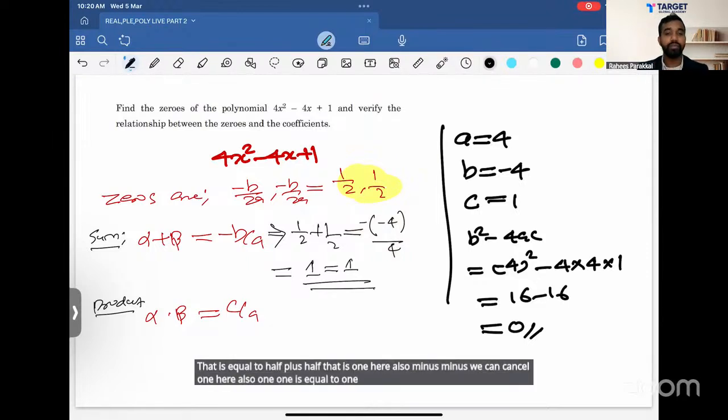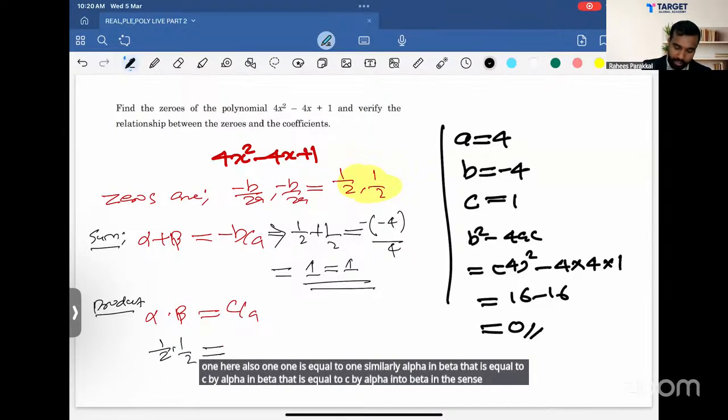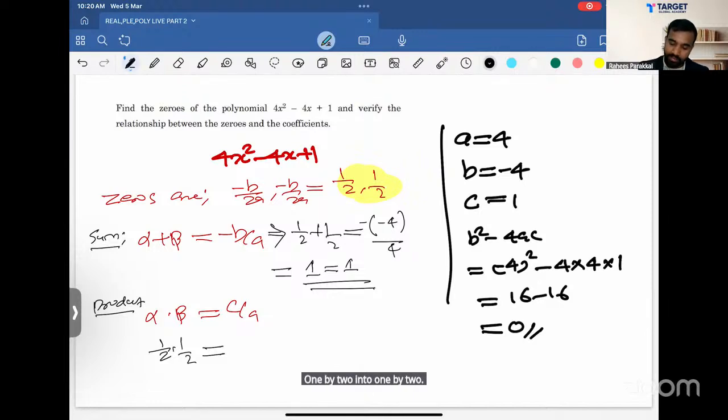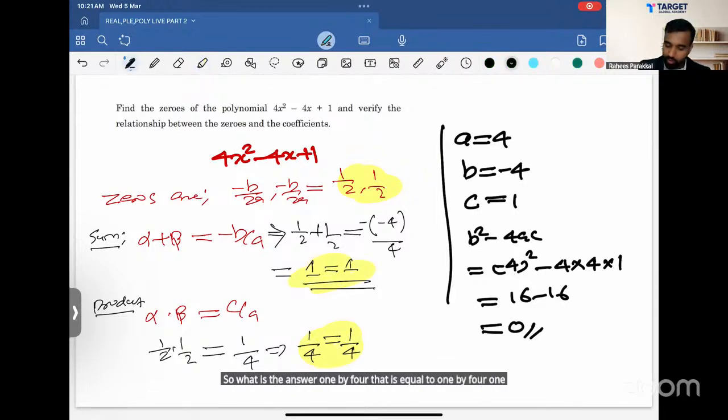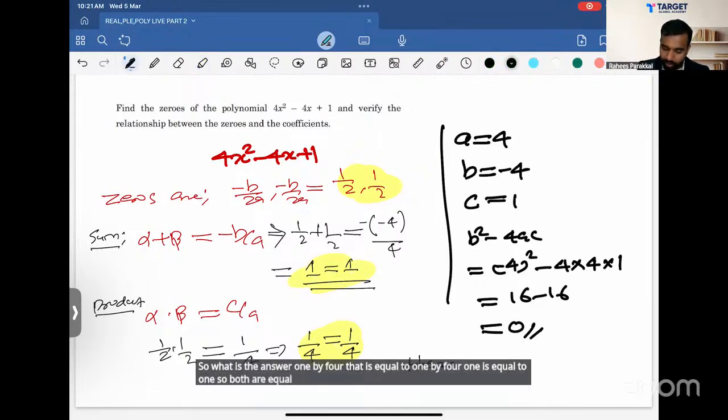Similarly, alpha into beta is equal to c by a. Alpha into beta, in the sense 1 by 2 into 1 by 2. What is c by a? It is 1 by 4. So 1 by 4 is equal to 1 by 4. Both are equal, so hence verified. If this question is asked, you will get 3 marks.